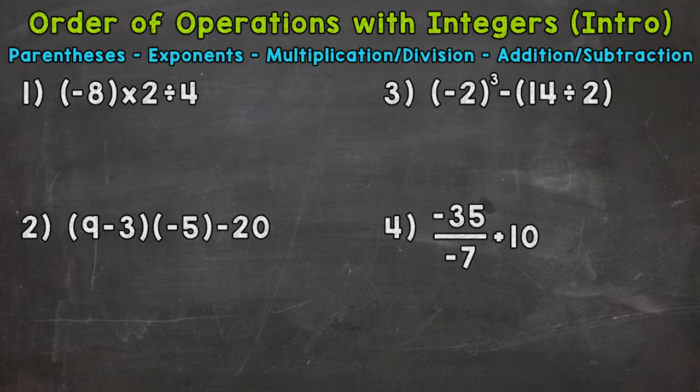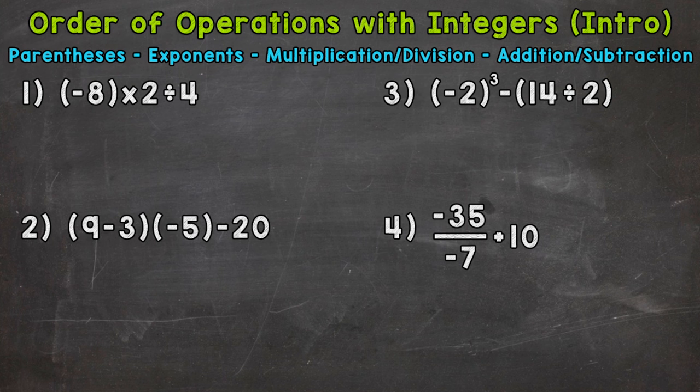In this video, I'm going to cover an introduction to the order of operations with integers. Now, we're going to be working with both positive and negative integers. We have four examples that we're going to go through together in order to get this down. Now, remember, the order of operations are parentheses, exponents, multiplication or division, and then addition or subtraction.